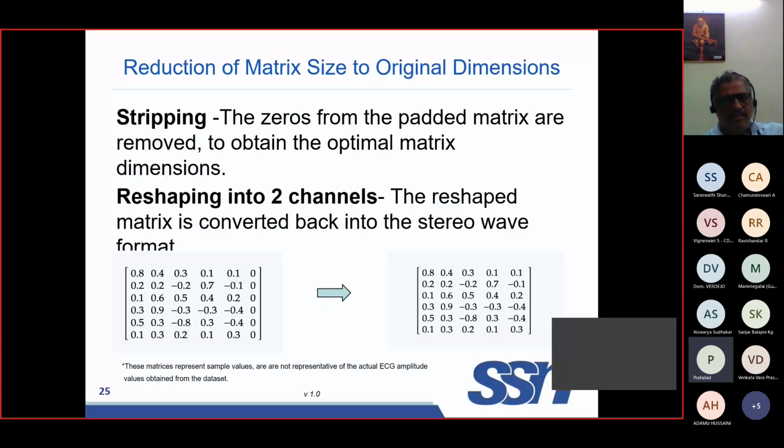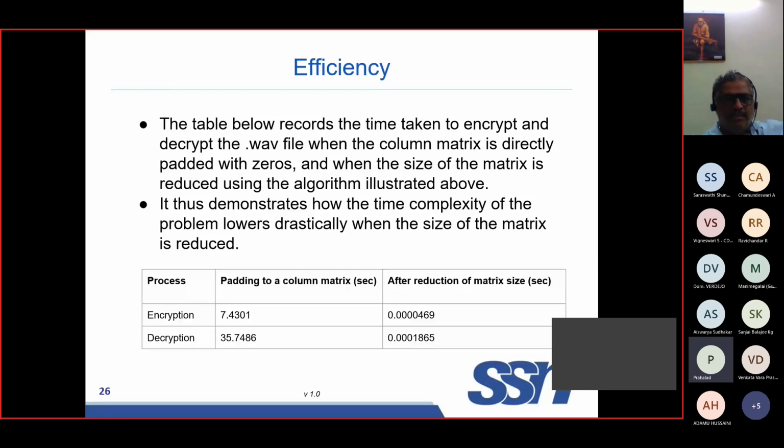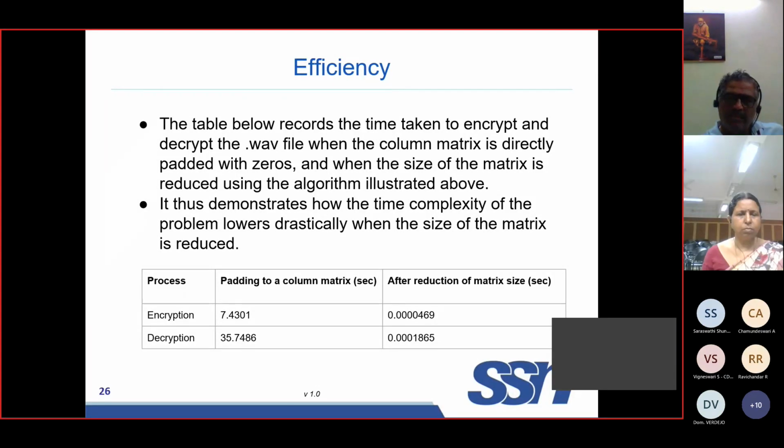The most important part of our paper deals with the time taken to encrypt and decrypt. In previous situations, in order to encrypt and decrypt the MIT BIH records, on average it takes 7.4 seconds to encrypt and around 35 seconds to decrypt. However, after reduction of the matrix size, the time taken to encrypt and decrypt becomes very negligible. In order to compute efficiency, we tried it on a 10-second sample, because doing it for the entire 30-minute record set took over 15 to 20 minutes.